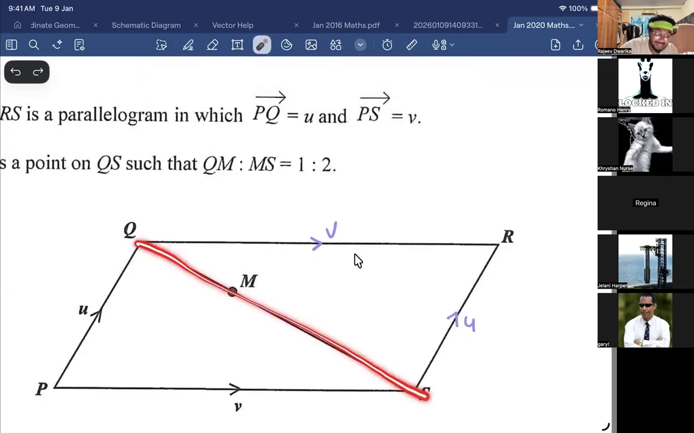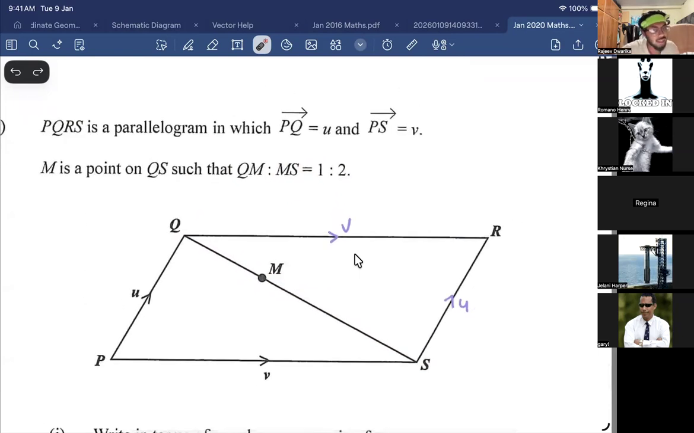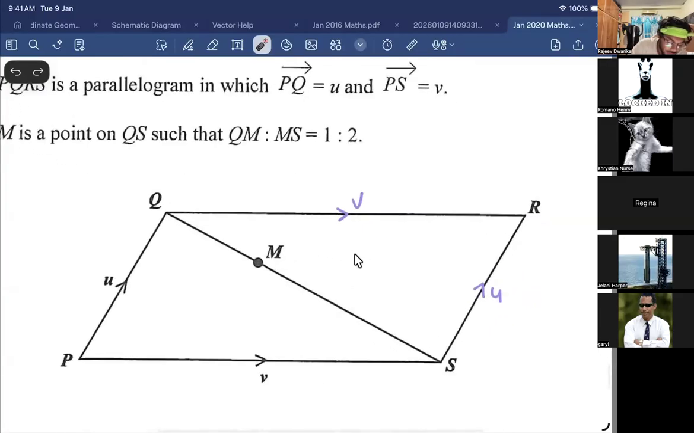this entire thing is QS. It's broken up into 3 parts. Out of those 3 parts, QM is 1 of them, so this will be a third of QS. And the second part, MS, makes up 2 out of the 3 parts, so MS would be 2/3 of QS. Just to make sure we understand, let's look at it in a more intuitive way. Gary, can you see that QM kind of looks like half of MS? Yes, sir.